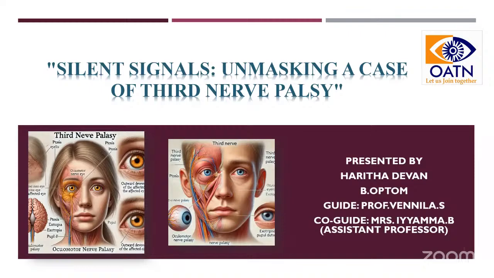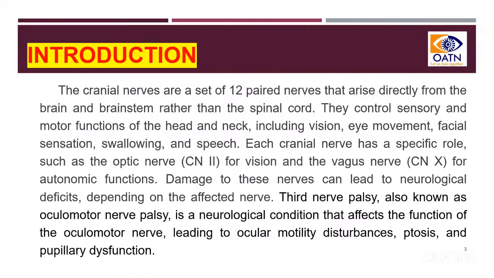Now we move on to the introduction part. The human brain controls many functions through special nerves called cranial nerves. There are 12 pairs of them. These nerves help us see, move our eyes, and feel sensation.